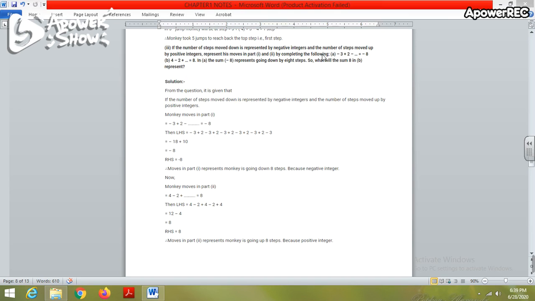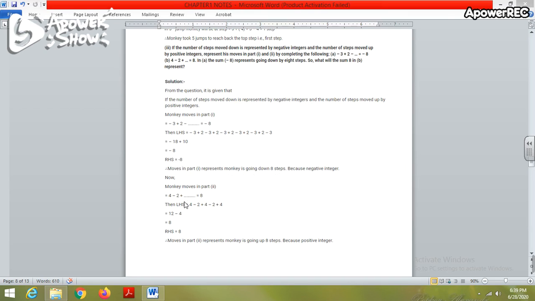So here we have to find out the sum, or we have to just complete it. We get -8, and on the RHS we also have -8. So the move in part 1 represents the monkey going 8 steps downward. Why downward? Because the downward steps are represented by negative integers. So here the monkey is moving 8 steps downward.